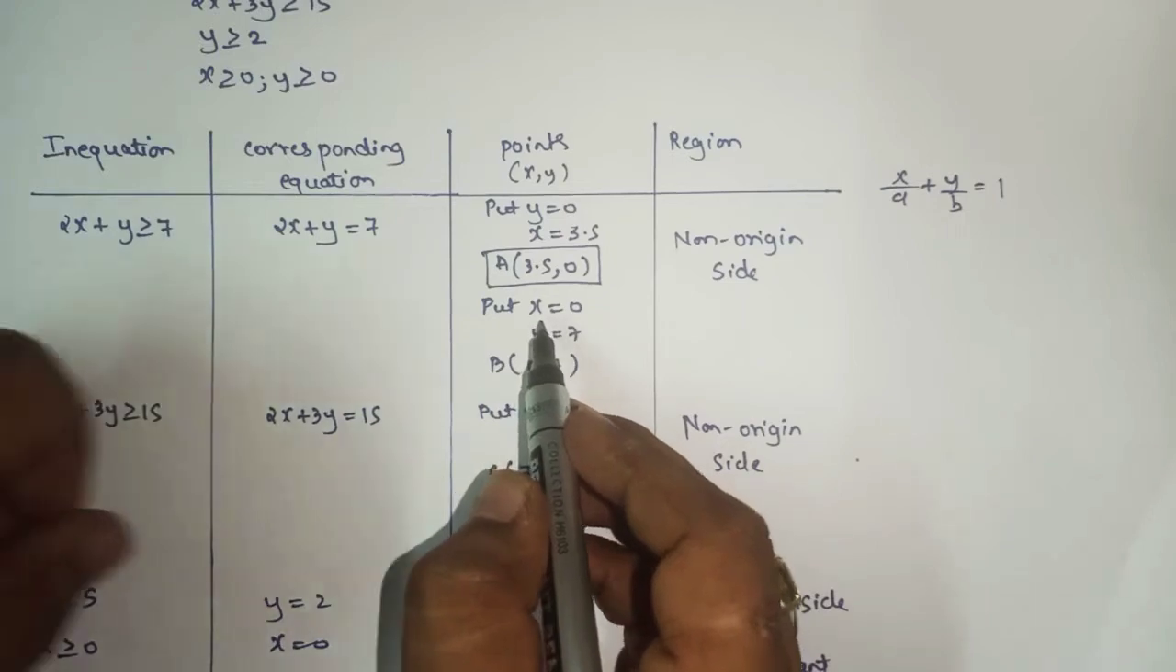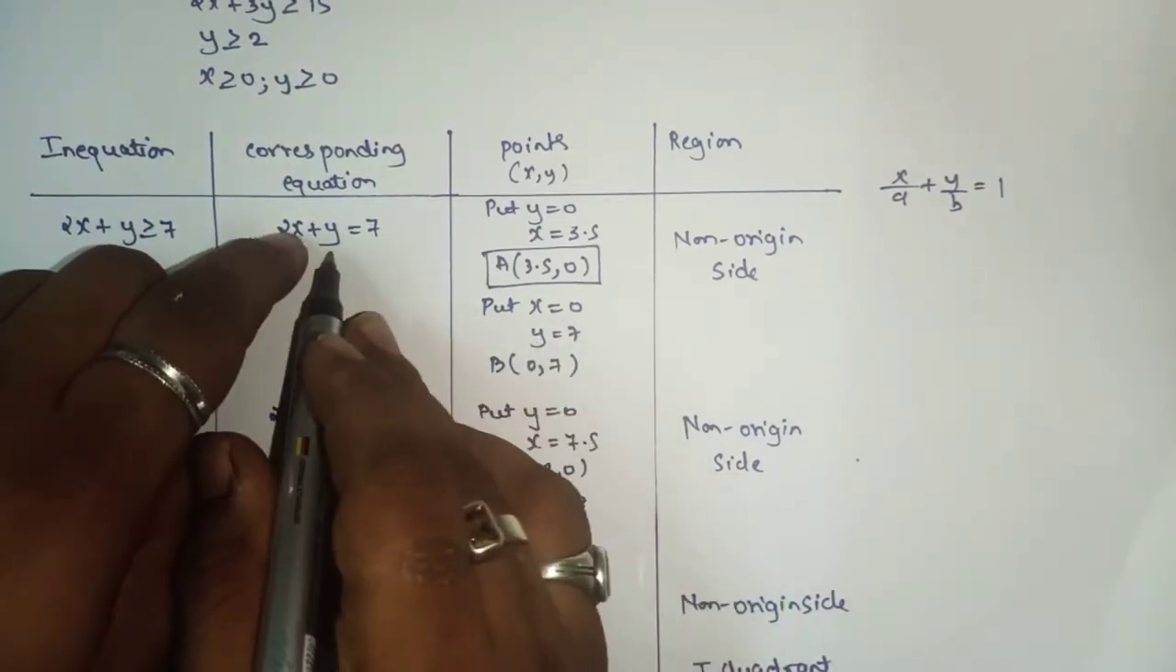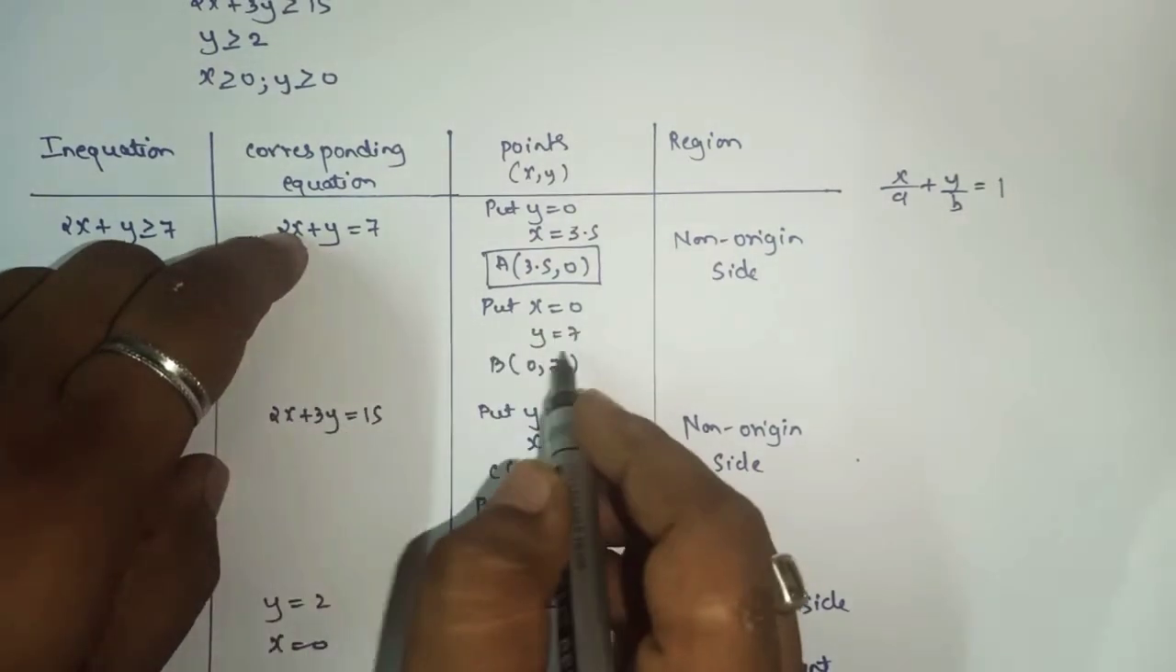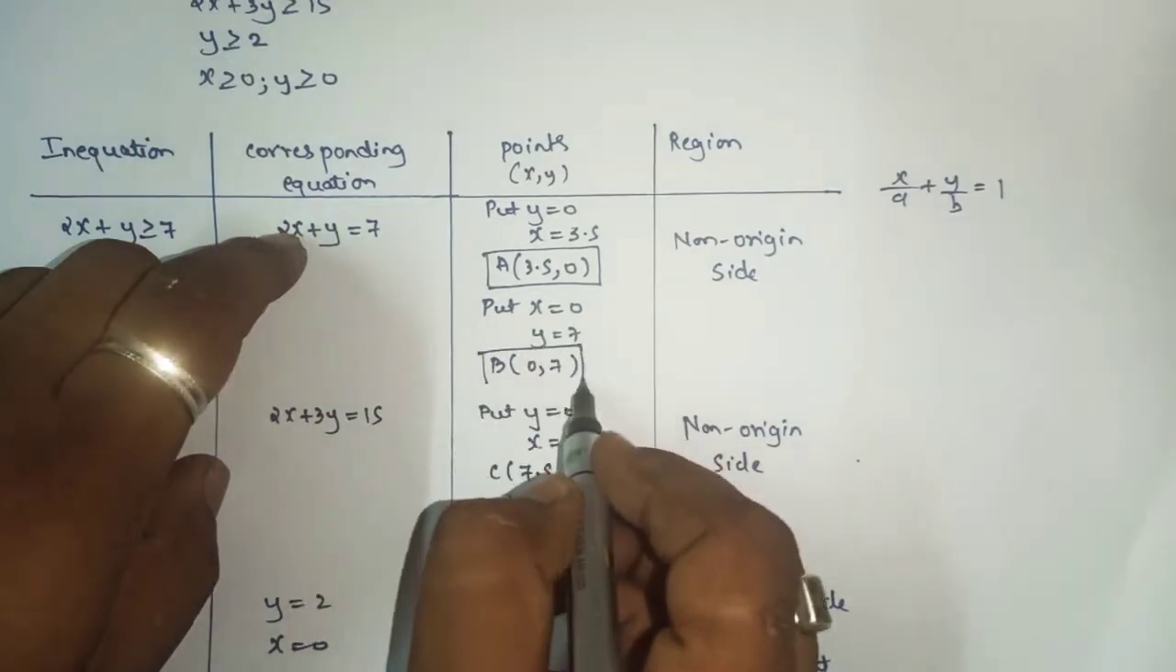So here we got the first point, that is 3.5 comma 0. Then you will replace the value of x by 0. So clearly we can see that y is what? 7. So here we got the second point.